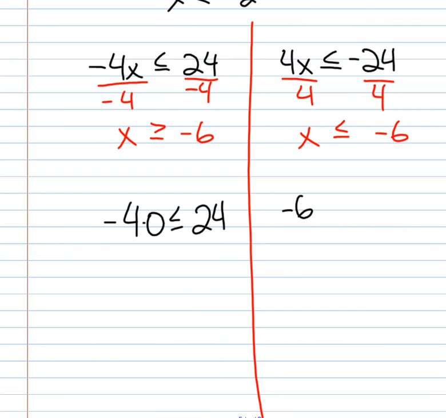Zero. We could do -6, right? So -6 times 4, is that less than or equal to -24? Yes. Yes, it's equal to -24.